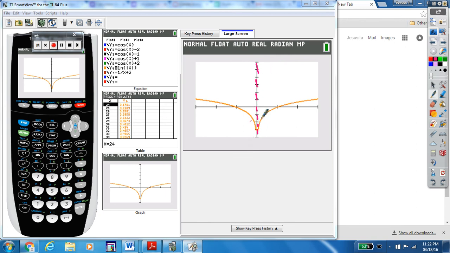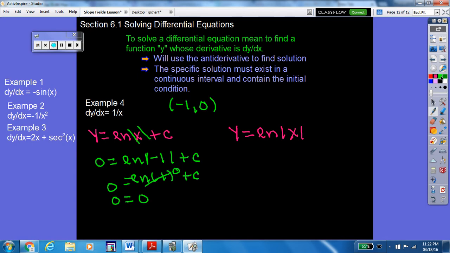But that just means we got to pick a side now. Now, if you remember, our initial condition was negative 1 comma 0, which is located right here. So in this case, we don't want to pick the right side because it does not contain the initial condition. We want to pick the left side, which means that the solution is going to have a domain of negative infinity to 0. So this is a good answer, but it's not 100% correct unless you state the domain. And because of our initial condition, we're going to pick negative infinity to 0.